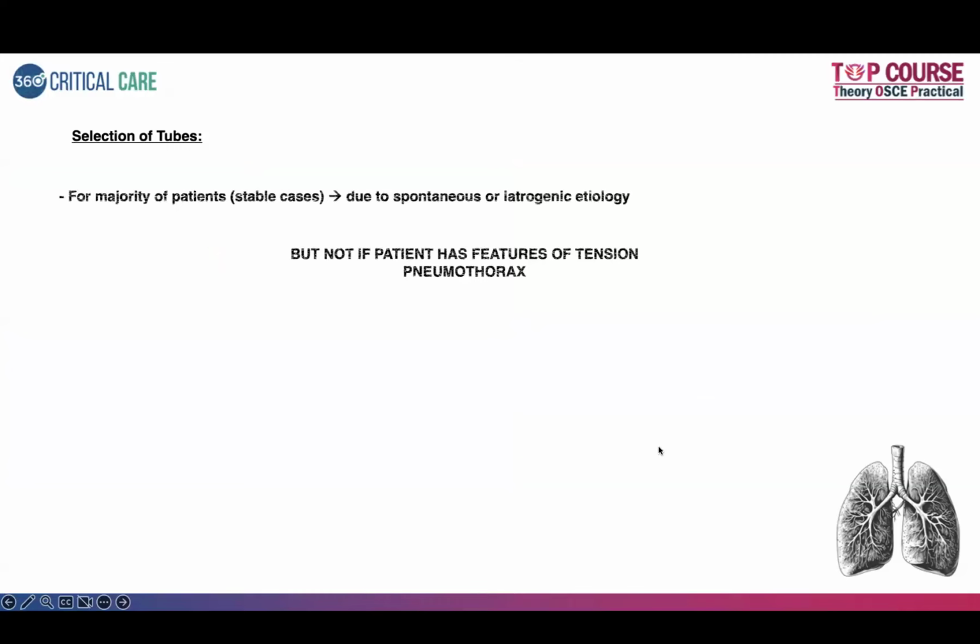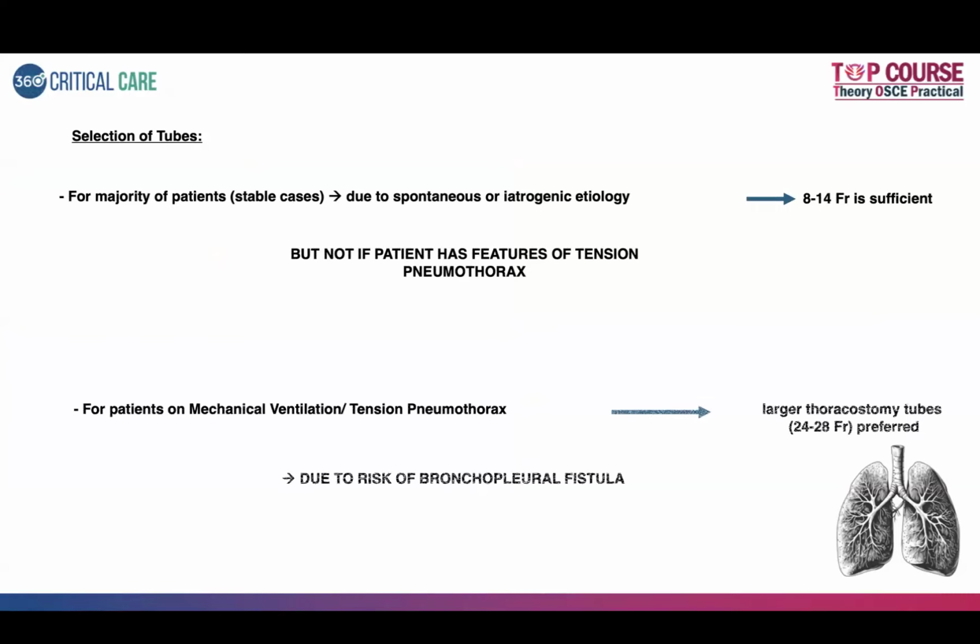So coming to the selection of tubes, the majority of patients with stable cases due to a spontaneous or iatrogenic etiology, 8 to 14 French is usually sufficient. But if the patient has features of tension, you do not go with that size. You need to go with the larger size tube. So you need to go with 24 to 28 French preferably, due to the risk of bronchopleural fistula with smaller tubes.